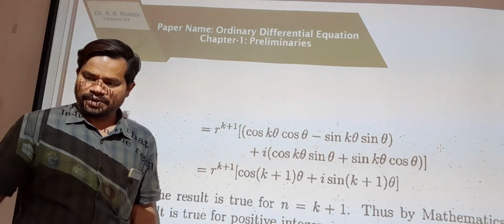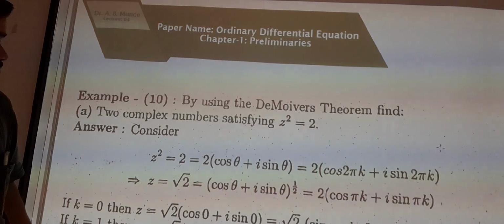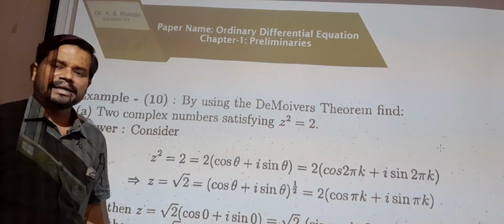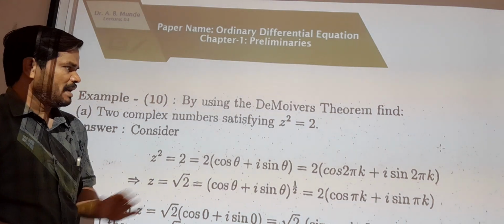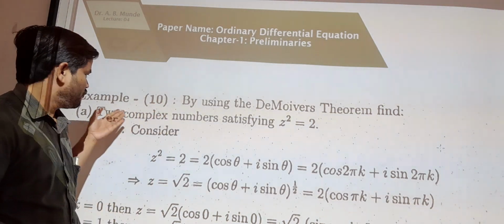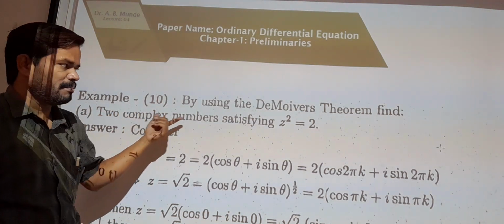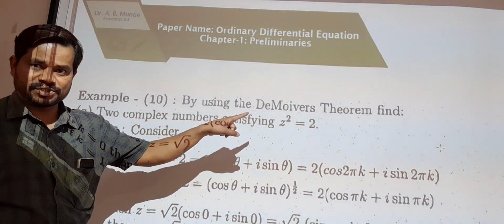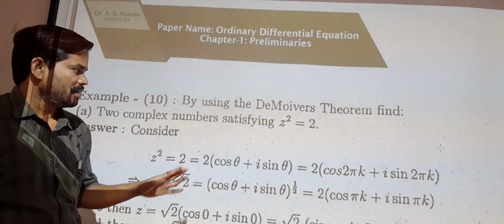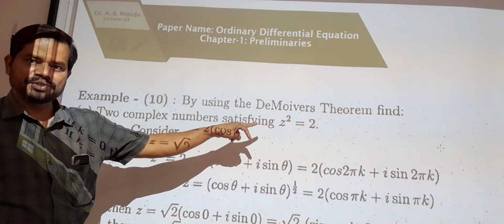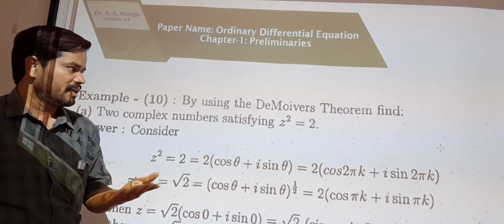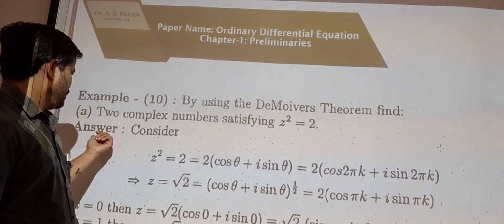Yes. Now next we will see an example on de Moivre's theorem. So by using de Moivre's theorem, we have to find the two complex numbers satisfying z square is equal to 2. Here z is a complex number. We have to satisfy this by using de Moivre's theorem. So let us see the solution of this expression.